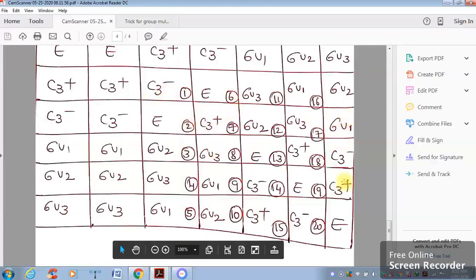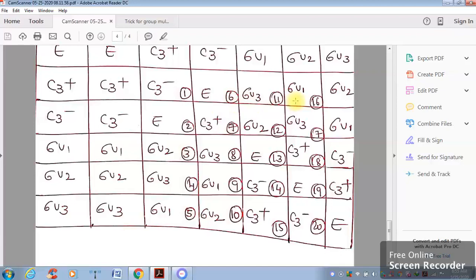The remaining part is the last 5 boxes, which I will fill like this. Here we have C3 plus, C3 minus, E, sigma V3, sigma V1. The remaining symmetry element is sigma V2. I will write sigma V2 here. Here C3 minus, E, C3 plus, sigma V2, sigma V3 are present. The remaining symmetry element is sigma V1. I will write sigma V1 here.